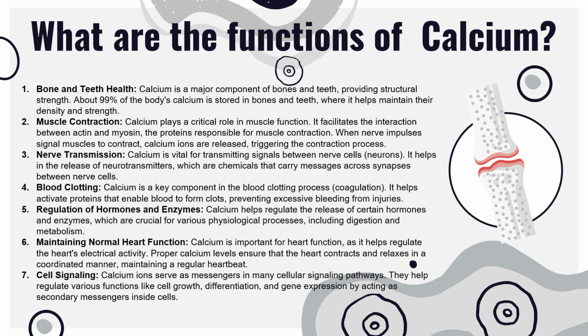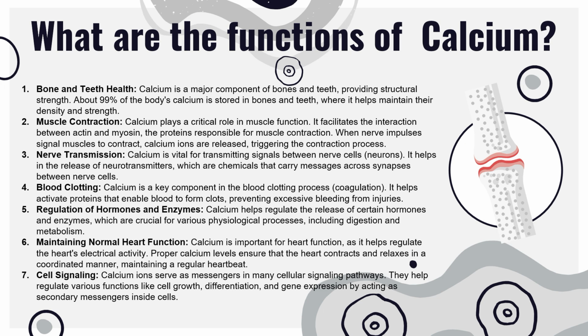Number two is muscle contraction. Calcium plays a critical role in muscle function. It facilitates the interaction between actin and myosin, which are the proteins responsible for muscle contraction in the body. When nerve impulses signal muscles to contract, calcium ions are released, triggering the contraction process.